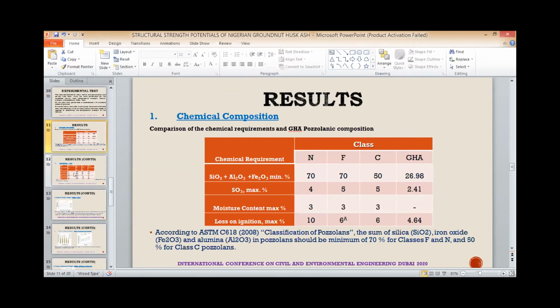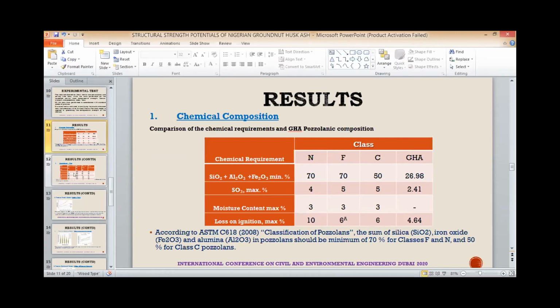Results. The first result shown there is the chemical composition and the comparison of the chemical requirements and groundnut husk ash pozzolanic composition. So according to classifications, we can see that the class of groundnut husk ash is out of the recommended classes of N, F, and C by ASTM. Its own value is not up to 50 or 70. The summation of required constituents is 26.98.